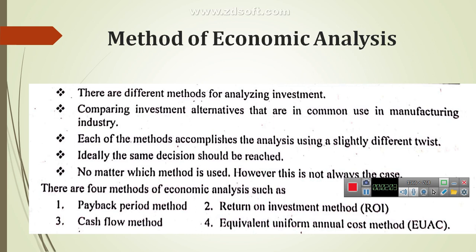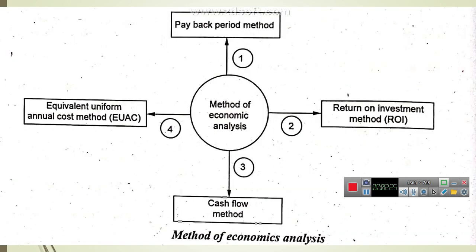There are basically four methods of economic analysis. The first is the payback period method, the second is the return on investment method, or ROI method, the third is the cash flow method, and the fourth is the equivalent uniform annual cost method, or EUAC method. The diagrams clearly show these four methods.